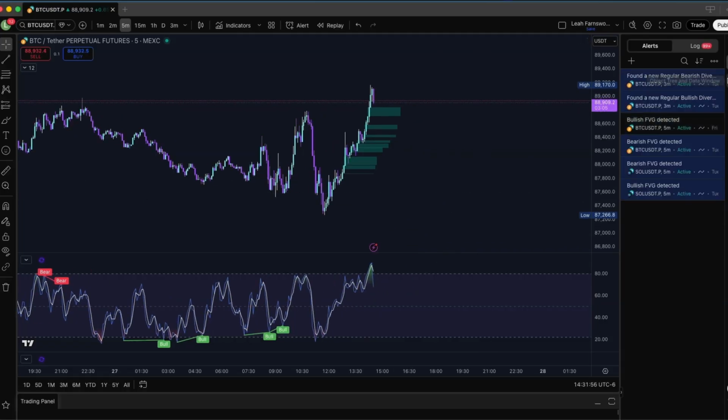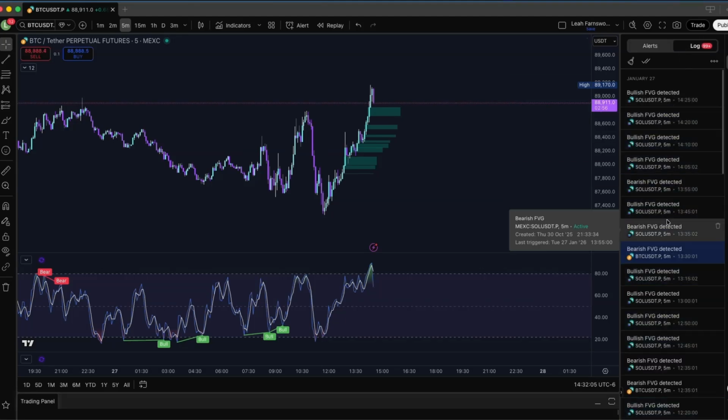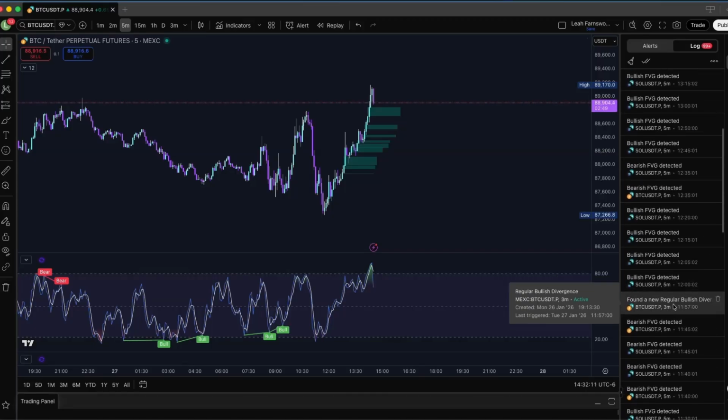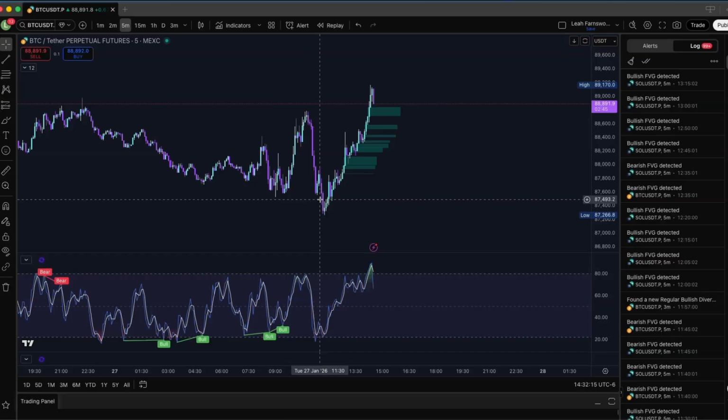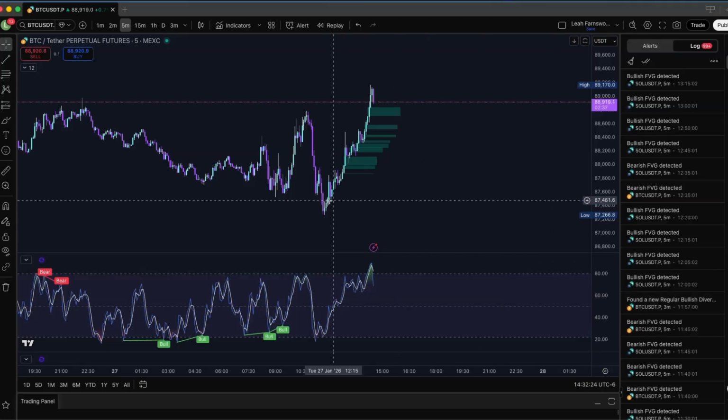And your alerts will pop up here, right? They should be over here to the right side where you can clearly see a log of all of them. I have alerts set for 5-minute fair value gaps, and I found a new regular bullish divergence at 11:57 a.m., which was right here. Okay, so check out this alert, right? On the 3-minute time frame, regular bullish divergence alerted me right around this time period.